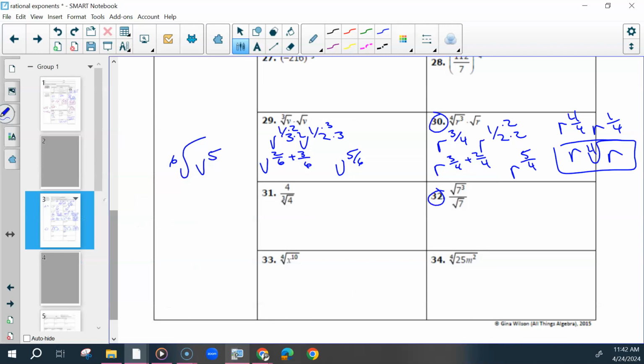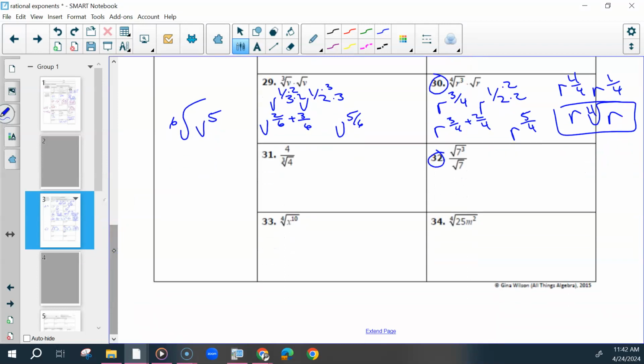32. Rewrite this into exponential form. How would I rewrite the square root of 7 cubed? 7 to the 3/2. It's a square root, so the 2 has to be our denominator, but it's being raised to the third power. How do you know it's a square root? It is a square root. That's all I can say.